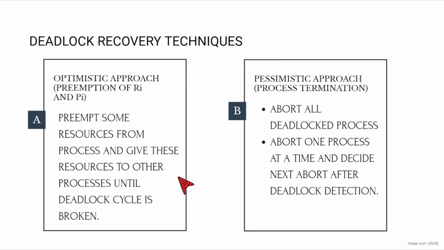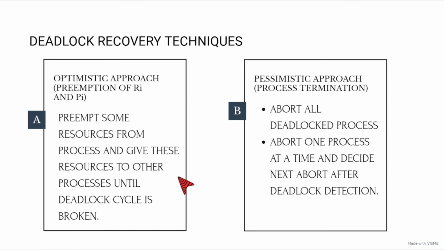Like I'm having the pen, okay, and I'm having deadlock. I am having deadlock and my friend is also deadlocked. While aborting myself, aborting my process, before aborting my friend's process, you need to decide on the next abort only after deadlock detection in my process.